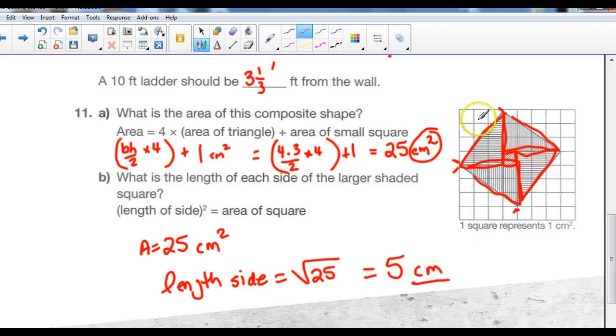Okay, so it's the square root. That means that this length here is 5 and this length here is 5. Okay? All right, that's all there is for getting started.